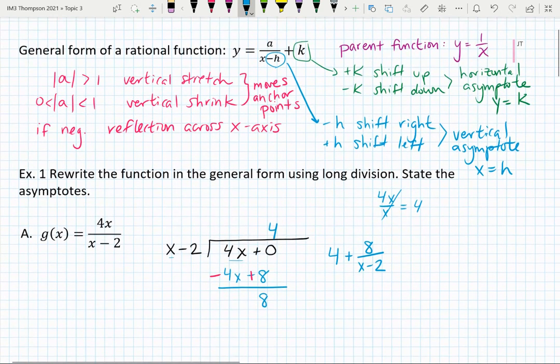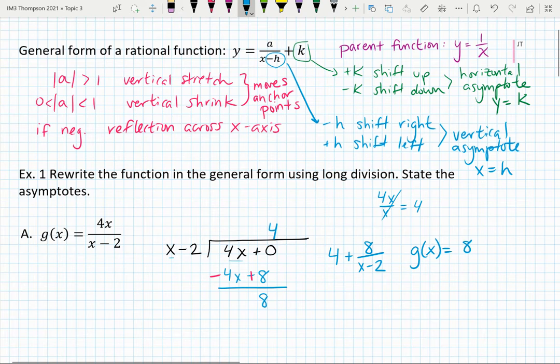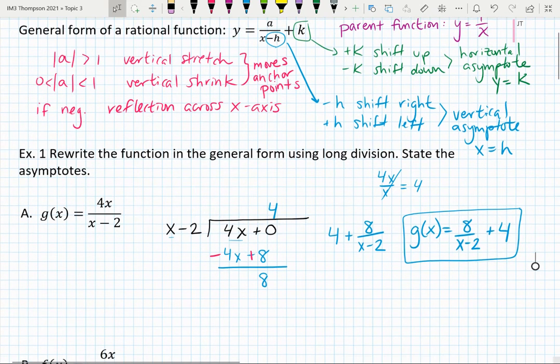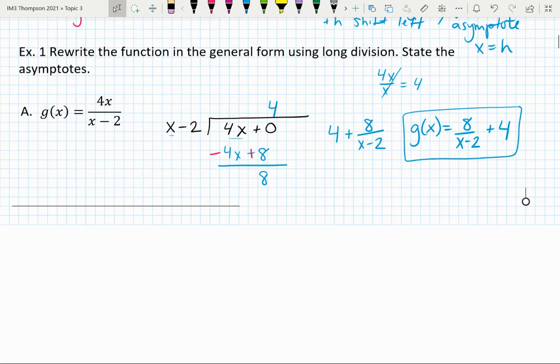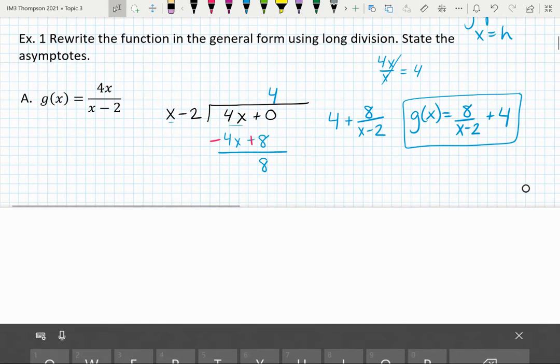I'm just going to try rework that just a little bit to get it to match the general form. And in the general form, you'll see that the fraction comes first and the whole number comes behind. So I'm just going to swap these. So just using prior knowledge of long division and then getting a little creative with rewriting that in a different form.